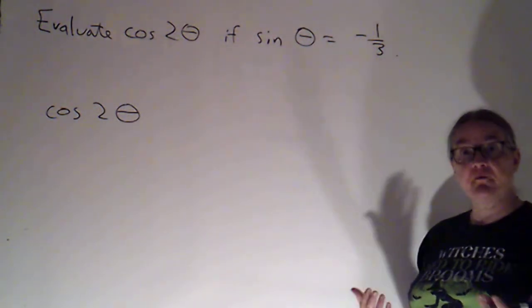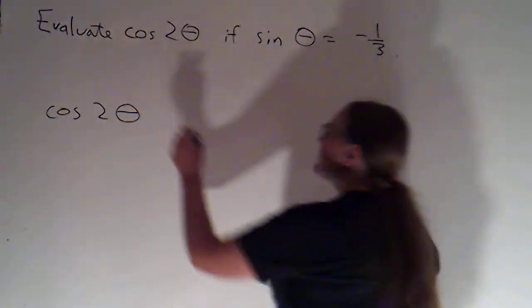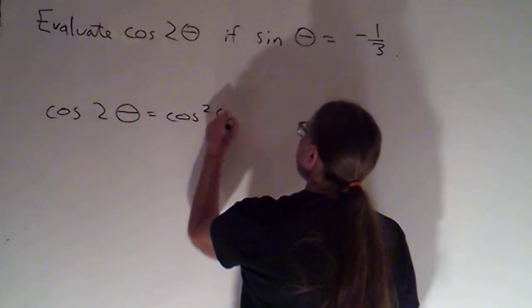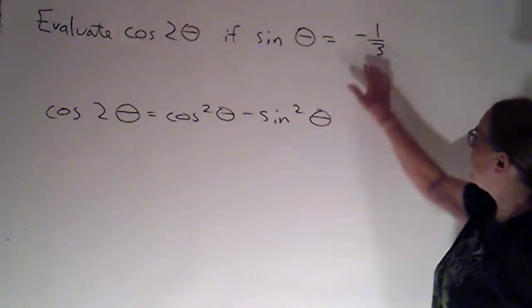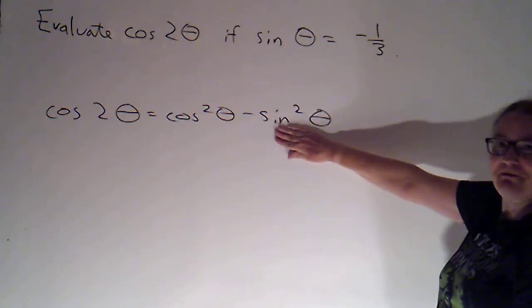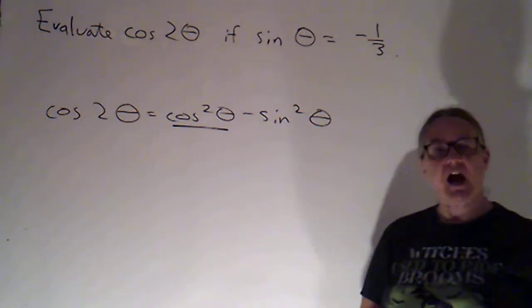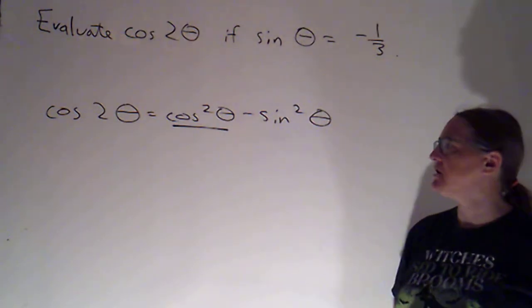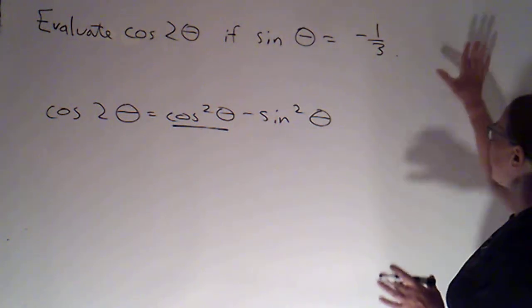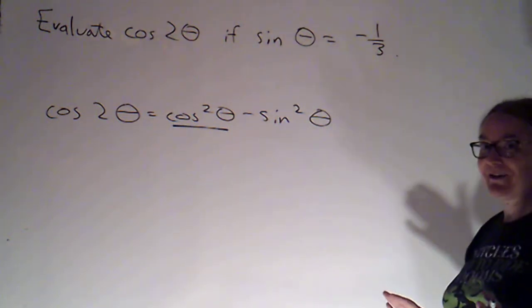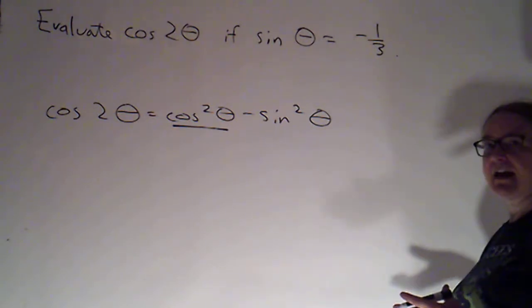So remember, the sum formula for cosine gives me cosine cosine minus sine sine. So that's just going to be cosine squared theta minus sine squared theta. Now, pretty clearly I have enough information to figure out this term. I can actually figure out what this term is too. I don't have enough information to figure out what cosine of theta is, because I don't have any information about what quadrant I'm in. So I don't know whether cosine is going to be positive or negative.